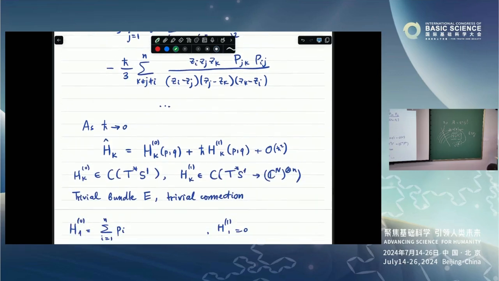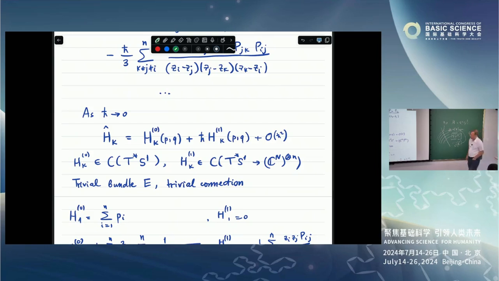So then, as h goes to 0, our quantum Hamiltonians have exactly the form that we wanted when we were discussing the hybrid integrable systems through the deformation quantization. Classical Hamiltonians of the usual Calogero-Moser system plus quantum corrections. So this is the classical Calogero-Moser system. These are some funny quantum corrections.